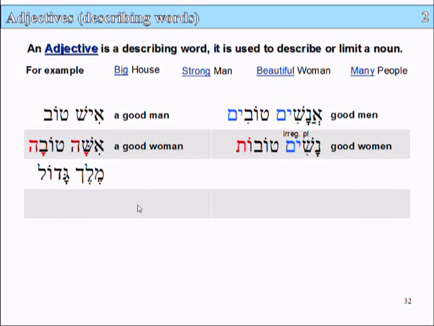Melech gadol, a king, good, a good king, or great, sorry, not good, great, gadol, becomes melachim gedolim, great kings. So we can see that the adjective has the same plural ending as the noun.